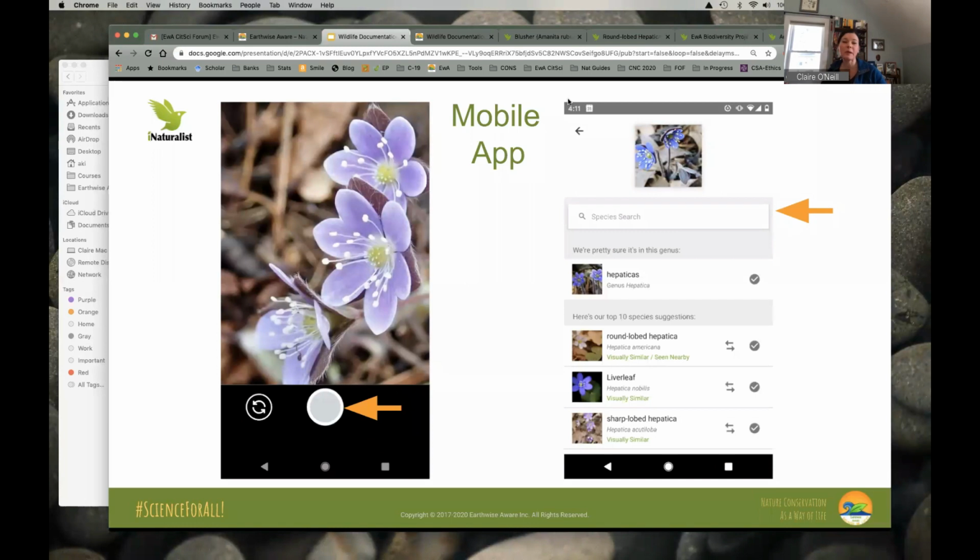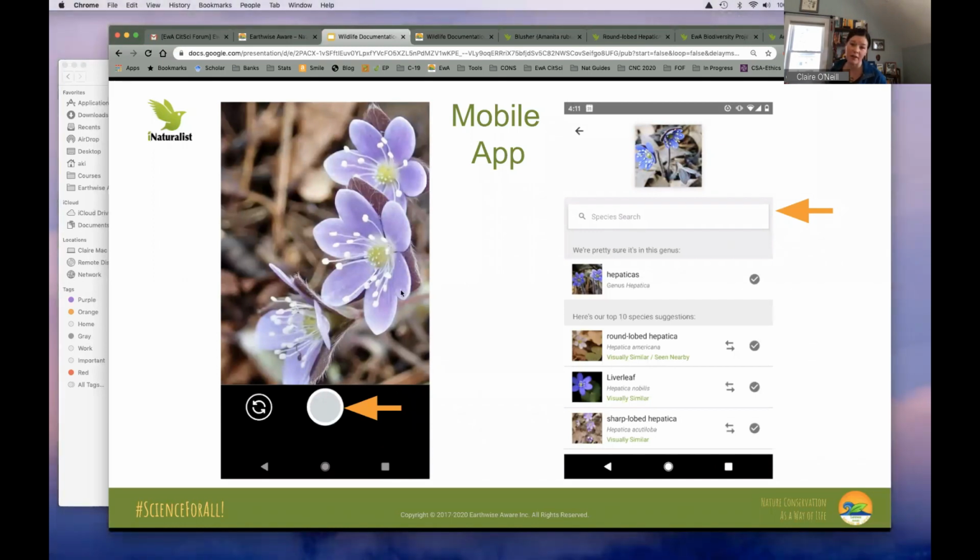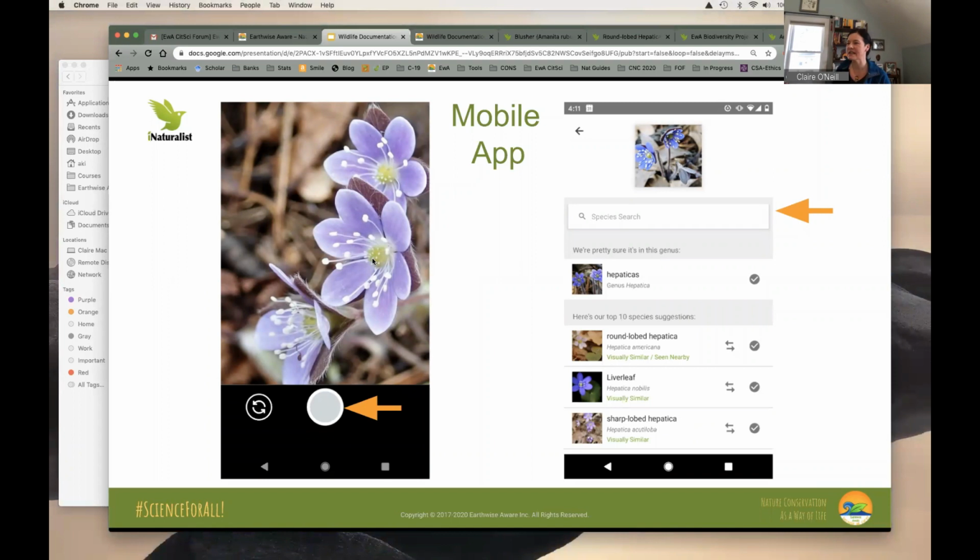So this one is about an Android. This is my Android phone. And this is this beautiful flower that I love, which is the round-leaf hepatica. Actually, I don't think it's my picture. I think it's a picture of one of our citizen scientists.